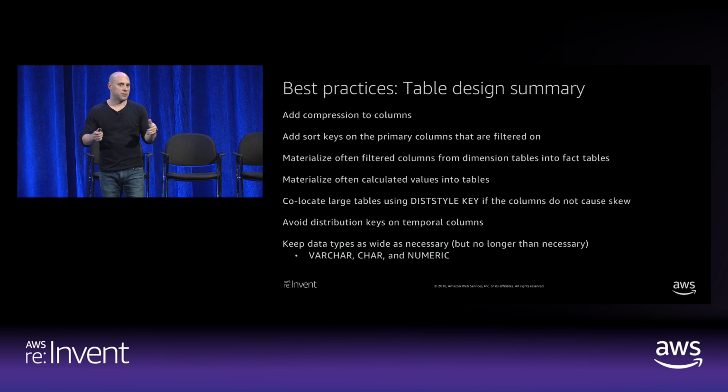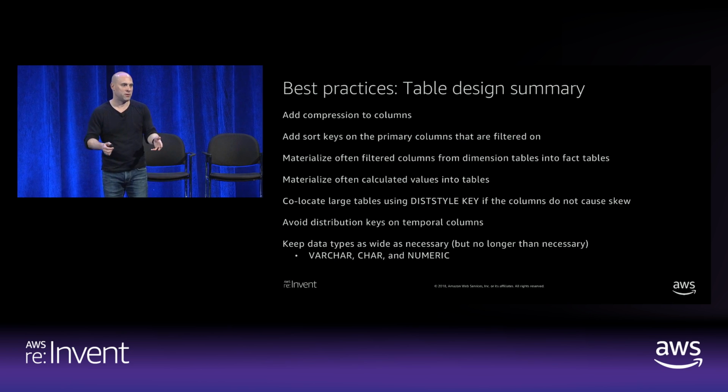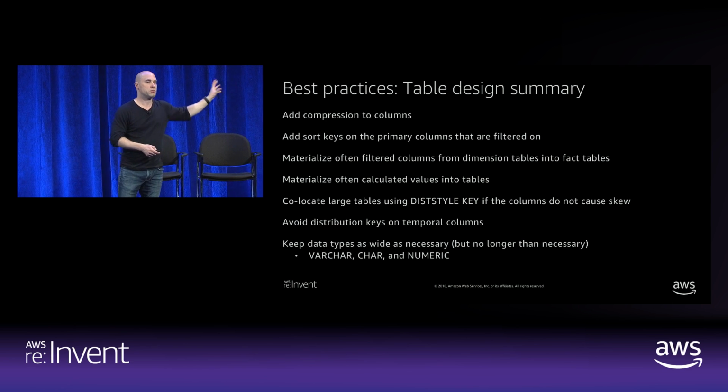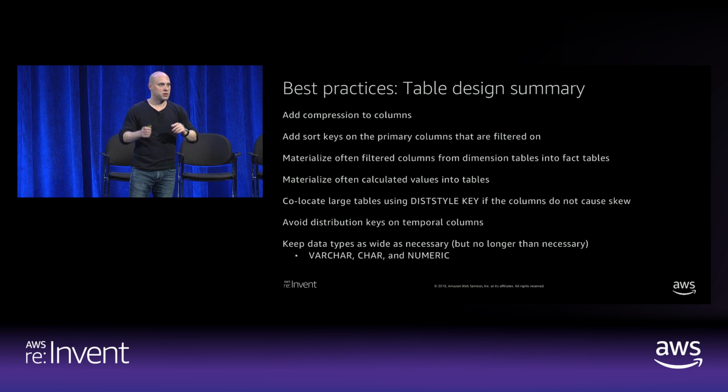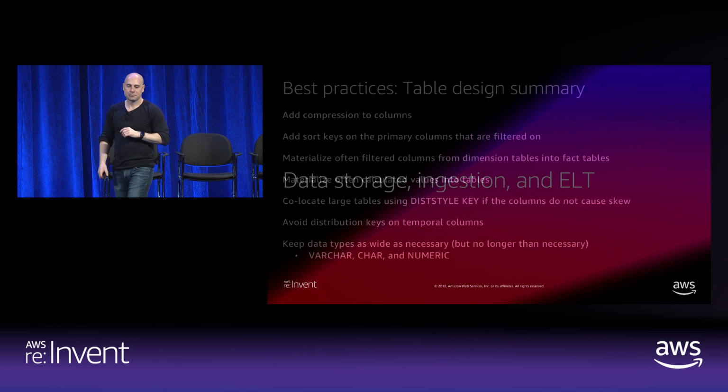Lastly, if you have data types, keep them as narrow as they need to be or as big as they need to be. I sometimes see these migrations from Oracle and everything is a varchar 255. I'm not sure why, but that's just what people from Oracle pick. So make them shorter. It doesn't change storage footprint in any way, but it can impact query performance. It uses a little bit more memory in Redshift. So if you can, keep those as narrow as they need to be.